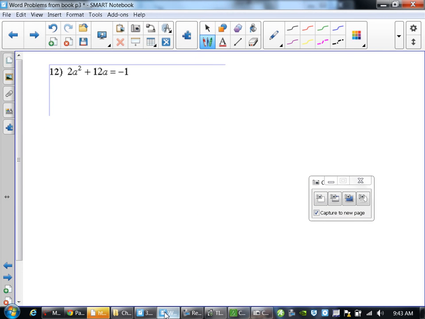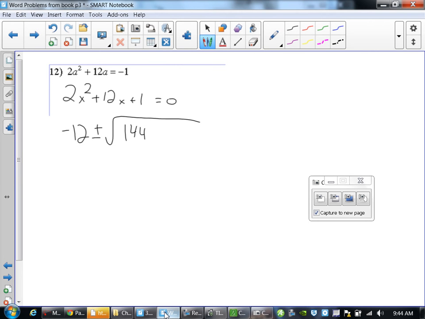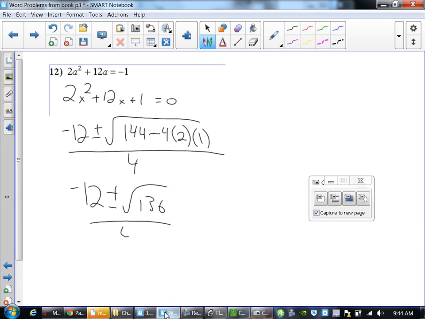Same deal, quadratic formula. So we bring the 1 over. We have 2x squared plus 12x plus 1. Opposite of b plus or minus the square root of b squared, which is 144, minus 4 times a times c, all over 2a, which in this case is 4. I wind up with 144 minus 8, which is 136. So negative 12 plus or minus the square root of 136 all over 4.